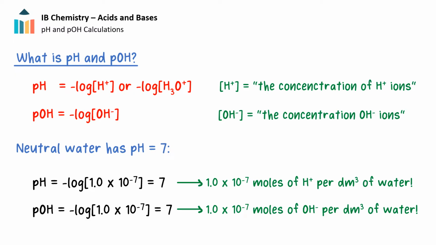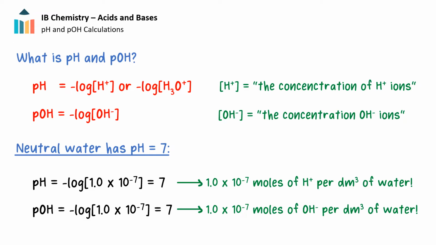It is time to introduce the definition of pH and pOH. The pH is the negative log of the concentration of hydrogen or hydronium ions, and similarly, the pOH is the negative log of the concentration of hydroxide ions. Later in this video, we will also find out that in water at 25 degrees Celsius, the concentration of hydronium ions equals the concentration of hydroxide ions equals 1 times 10 to the minus 7 moles per decimeter cubed.